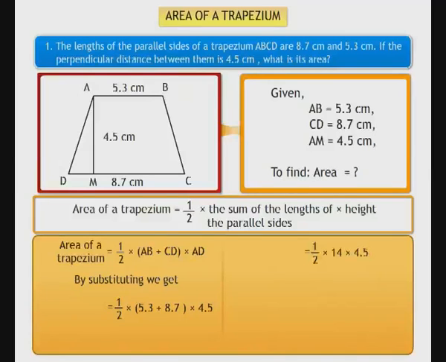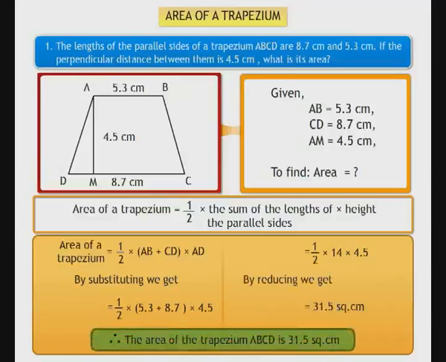Thus, 15 from the numerator and denominator gets cancelled on the right hand side, and we get 525 divided by 15 is equal to the sum of the lengths of the parallel sides. Therefore, the sum of the parallel sides is equal to 35 centimeter.